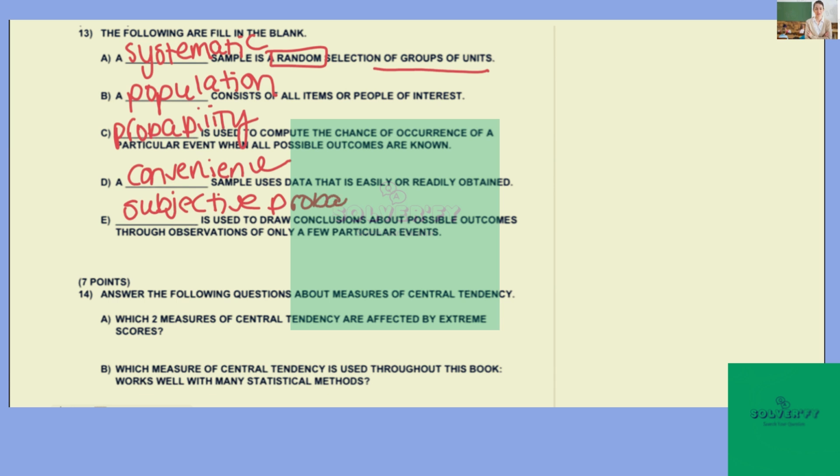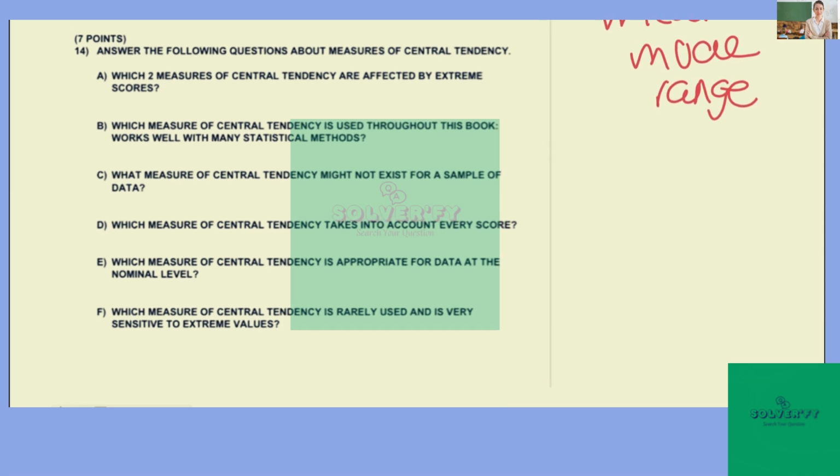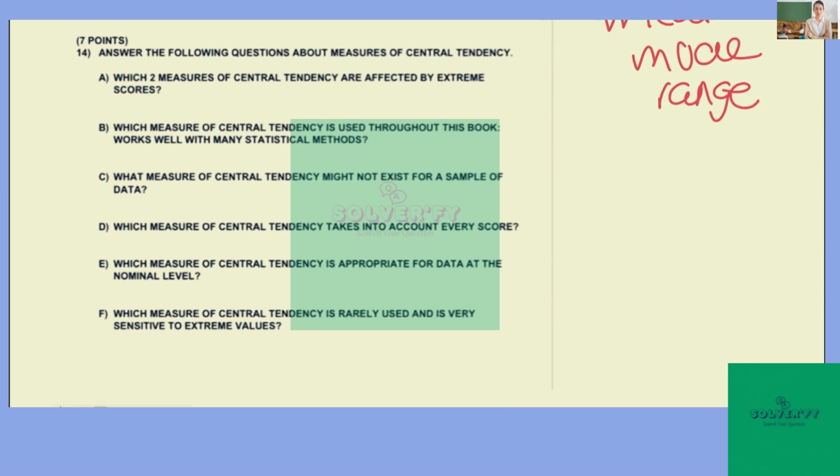Now we're going to answer a few questions about central tendency. For central tendency, we have mean, median, mode, and range. Those are our most common measures of central tendency. So, which two measures are affected by extreme scores? We're going to see that our mean, since it's an average, and our range are going to be affected by extreme scores.